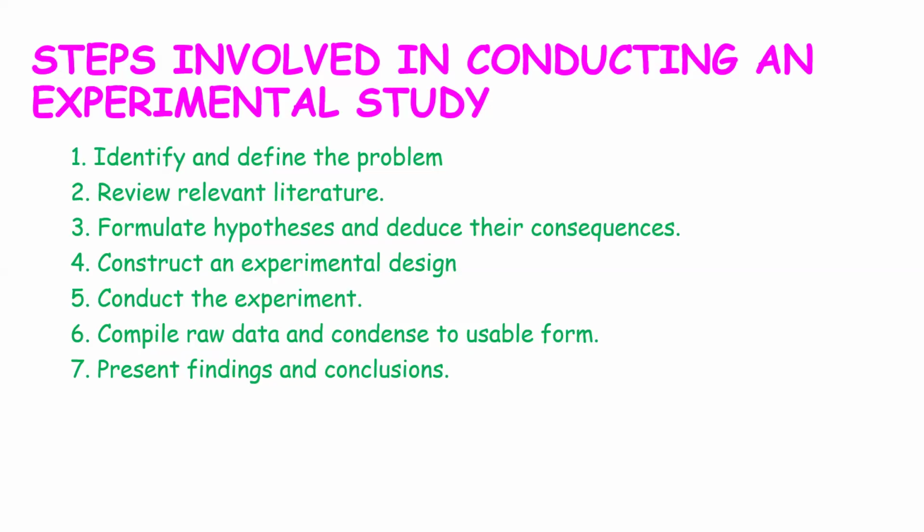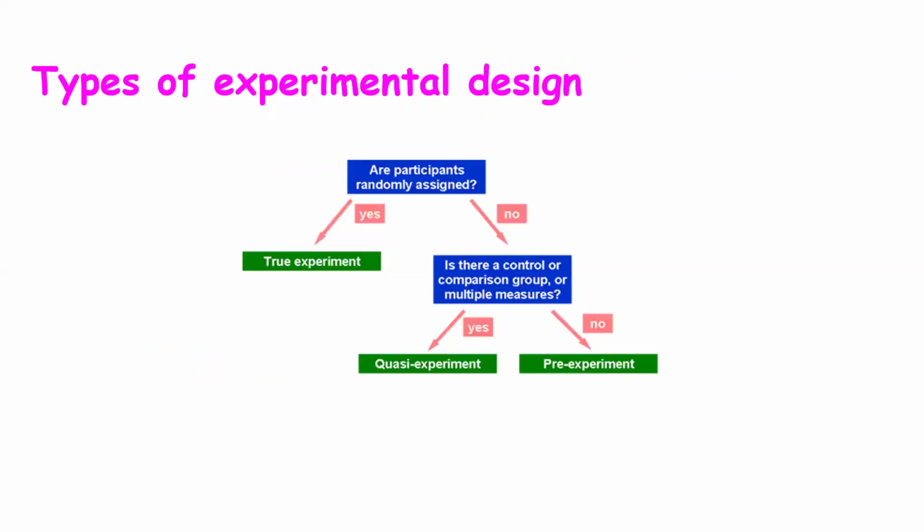So these are the 7 steps you have to follow if you have decided to opt for an experimental study. And now let us see the types of experimental design. First thing, for experimental design, there is random allocation: all the participants have to be selected randomly. Random assignment should be there. If random allocation is settled for, then it is called a true experimental design.